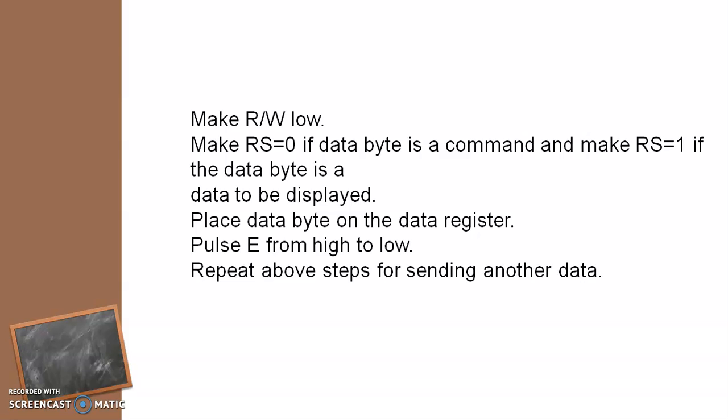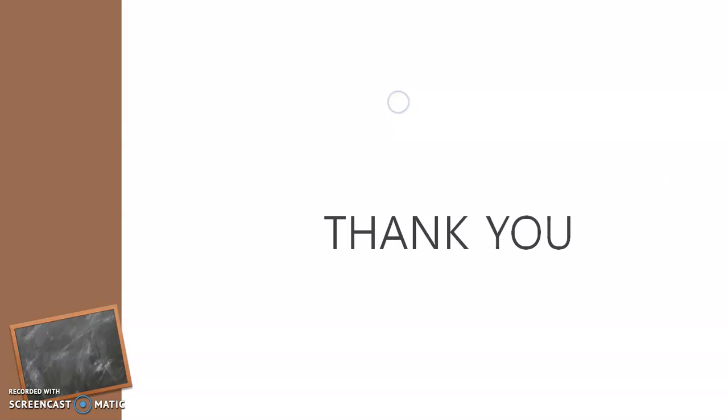data register. Okay, then place the data on the data register, then make this enable signal EN go from high to low. Okay, so depending on the rate at which you want to refresh the display, using a square wave generator or something, you can make this enable signal go from high to low. By making this high to low, the character will get displayed on your screen, and you can repeat the same process for sending more and more information on your LCD display.